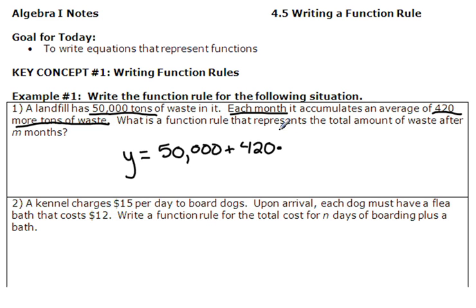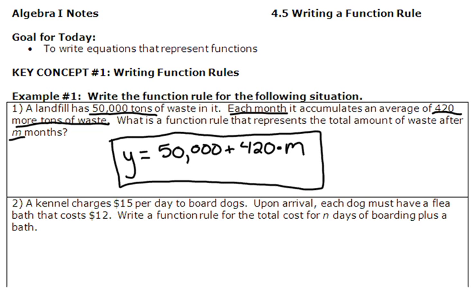Well, it doesn't tell me how many months. It's saying represent it with an M. So this would be times M. So for example, if you wanted to look at the total amount of waste after 2 months, you would take 420 times 2 and then add 50,000 to it. This is our function rule. So that's our answer. So in these, you're always looking for a starting amount and then how it can change each month or per year or per day.